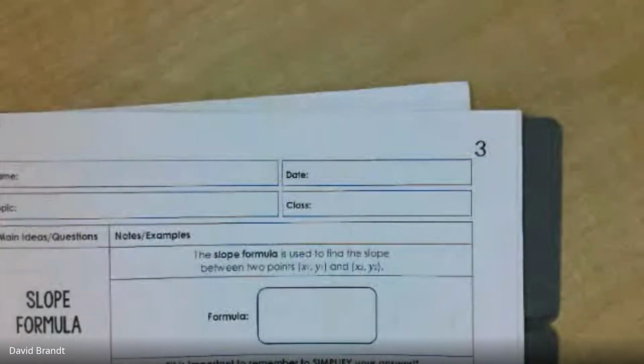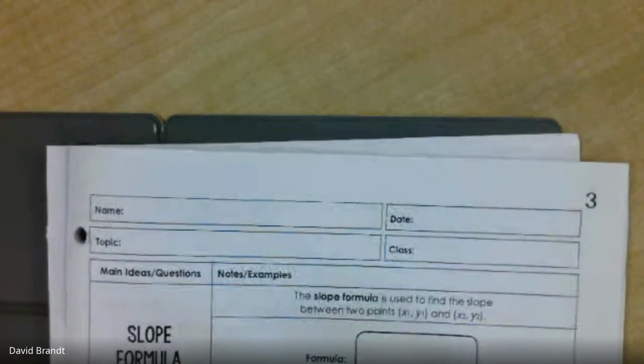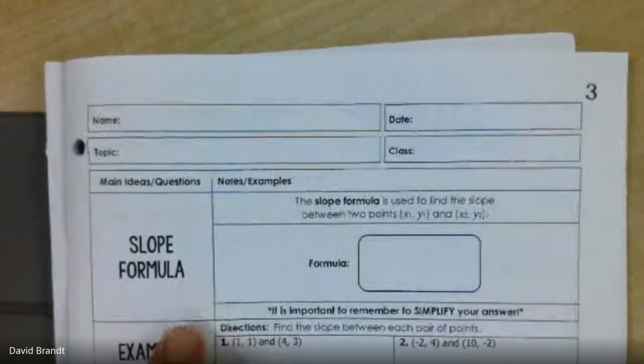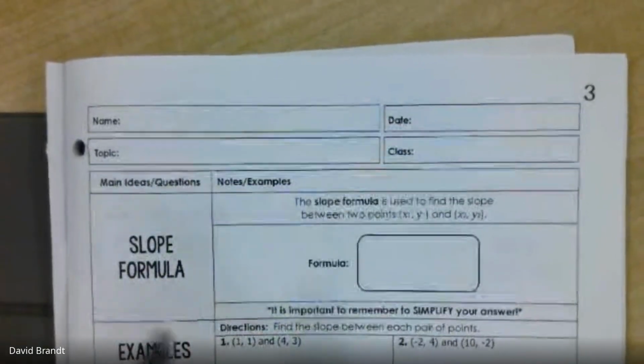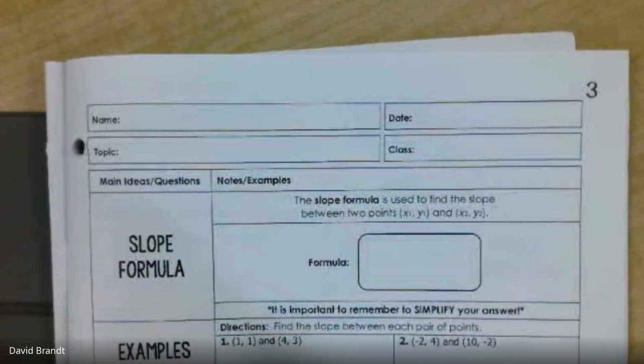Okay, yeah, the announcements get in the way. All right, so let me switch the screen over. Make sure you're on page 3 in your packet. So the topic is using the slope formula. So at the end of this, you will be able to find slope using the slope formula.